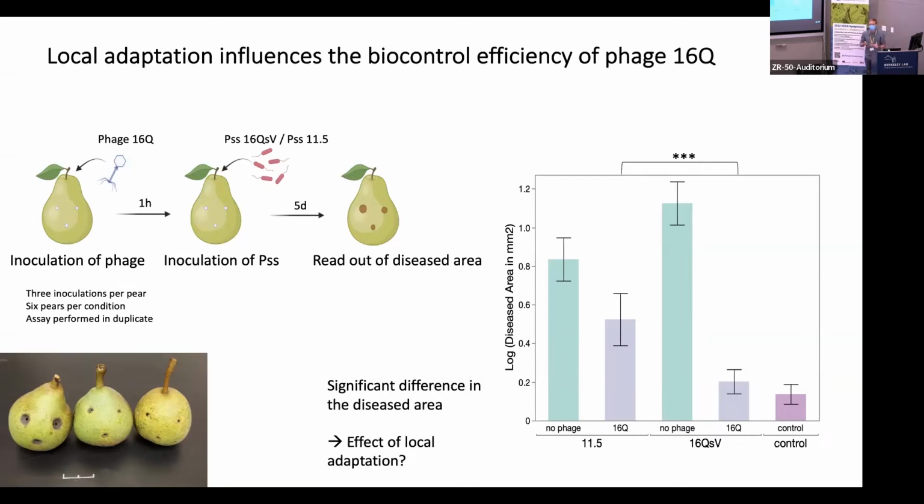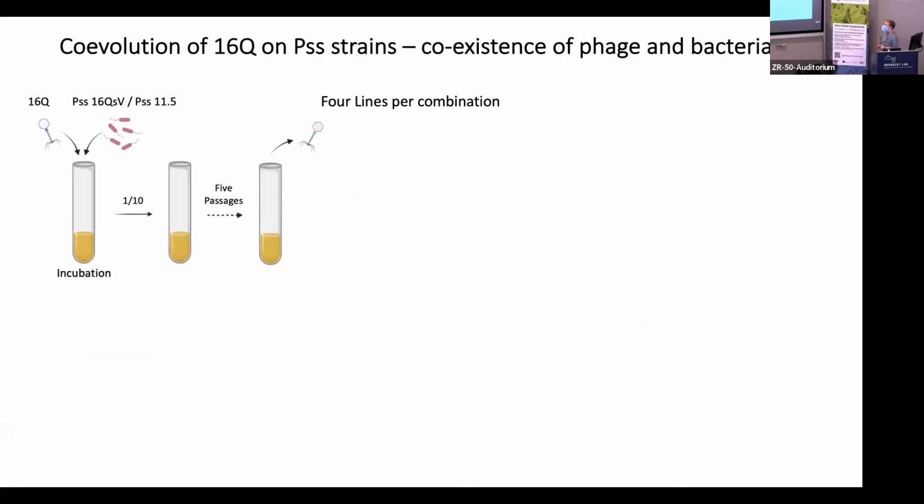So this made us think, is there an effect of local adaptation in these systems between the sympatric and the allopatric strain? So in order to figure that out, we set up a co-evolution experiment, in vitro in this case. And what we did here is we co-incubated our phage together with either 16Q5 or 11.5. We incubate this for an extended period of time, and next we dilute this co-culture 1 in 10 into fresh medium. And this is our first passage. And we did this up to 5 passages.